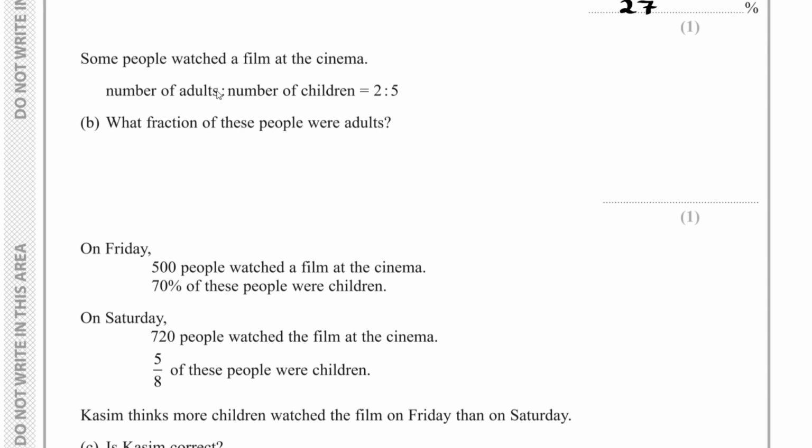Part B, some people watched a film at a cinema, the number of adults to the number of children is 2 to 5. What fraction of these people were adults? Well, the number of adults and the number of children in total will be 2 plus 5, and of these we've got 2 adults, so we have 2 over 2 plus 5, which is 2 over 7.